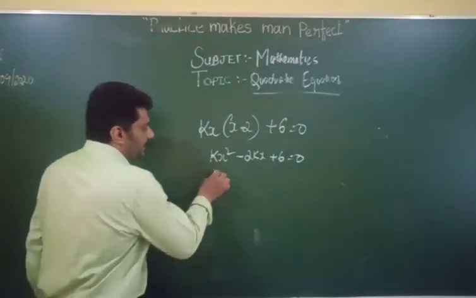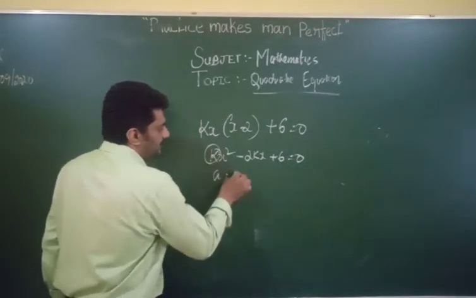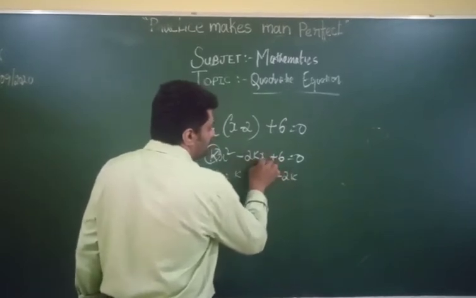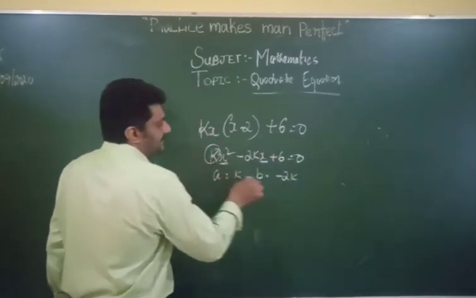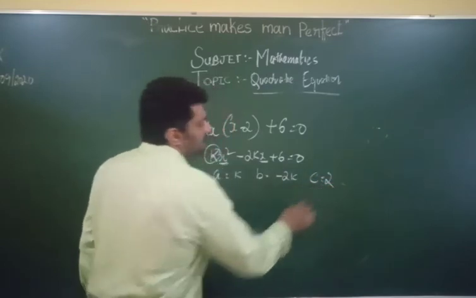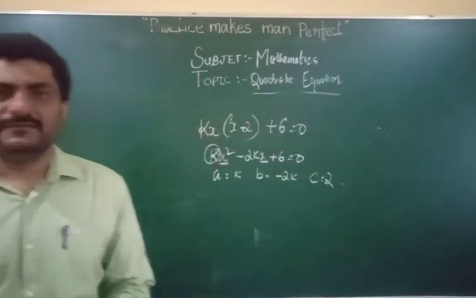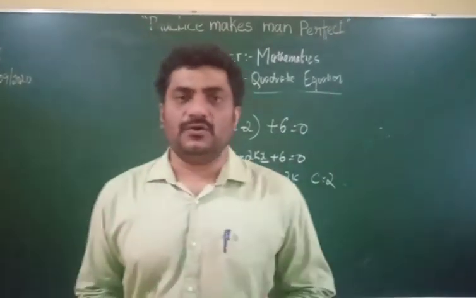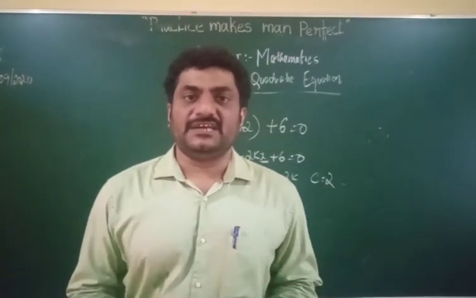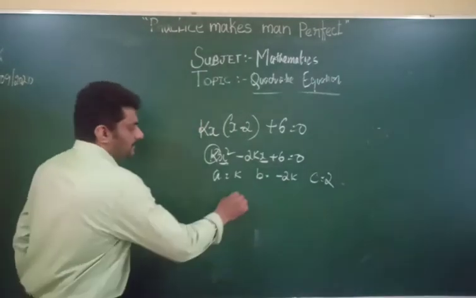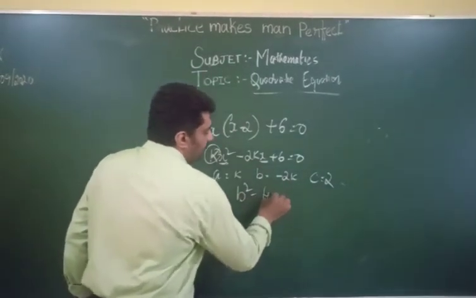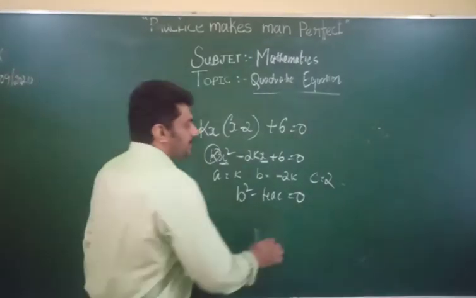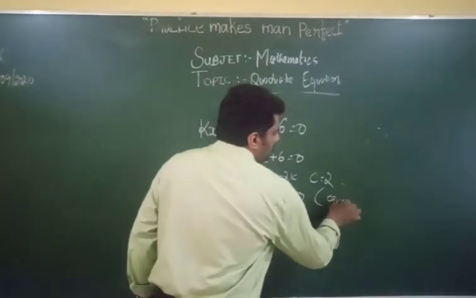Now what is the value of a? A is k. B is minus 2k. See, you just have to ignore x, and c is 6. Let's see the nature of roots now. Now in the question, they have clearly told that it has equal roots. That means b square minus 4ac is equal to 0. Why? Because equal roots.